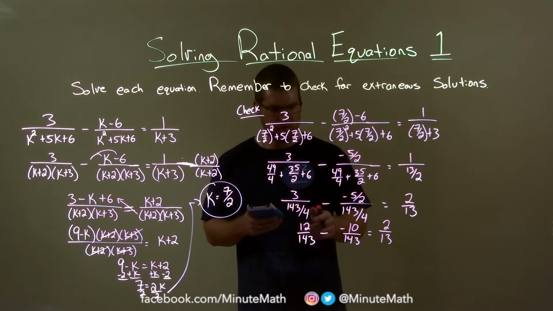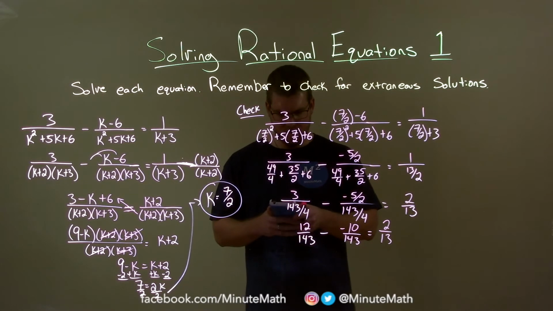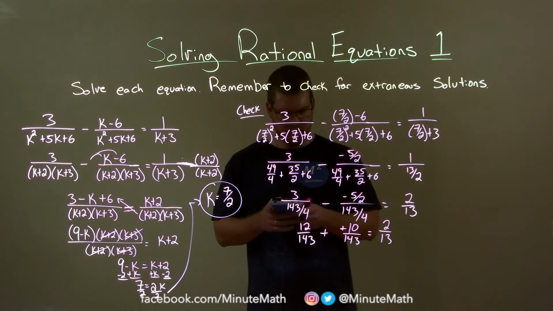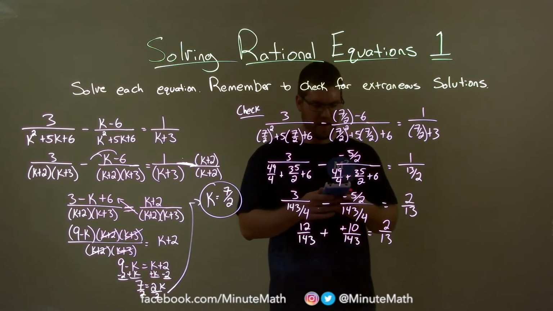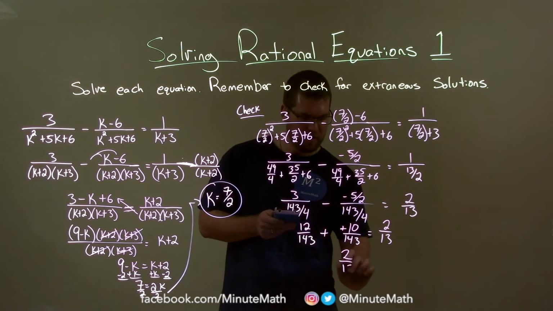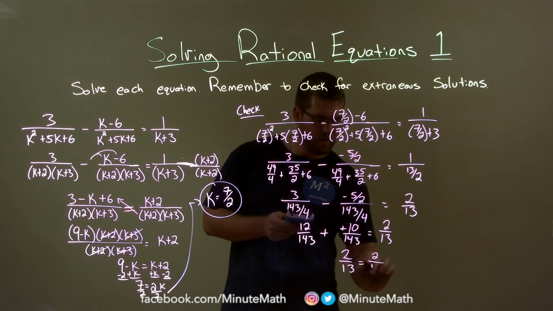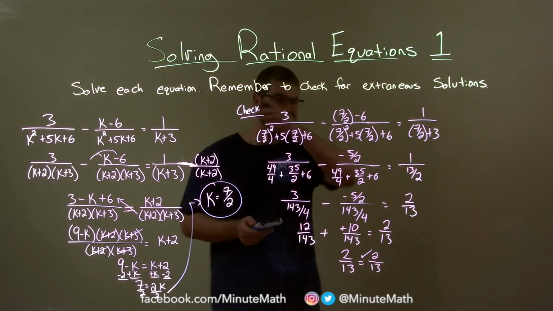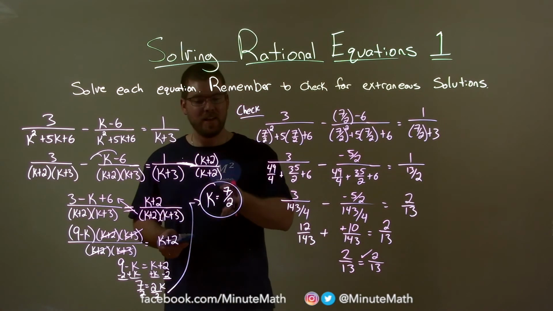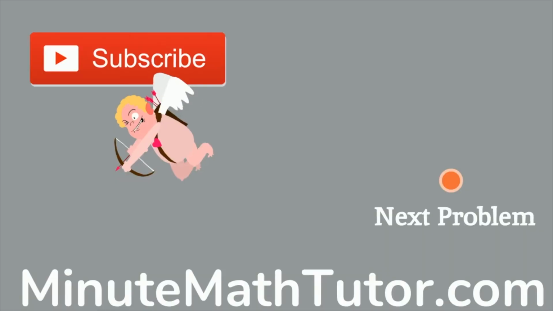So 12 over 143. Now this minus a negative is the same thing as adding a positive, plus 10 divided by 143, which should give us the same fraction on the left and right-hand side, and it does. We have 2/13 equals 2/13. The left and right-hand side are equal, meaning our answer was correct. k equals 7/2.